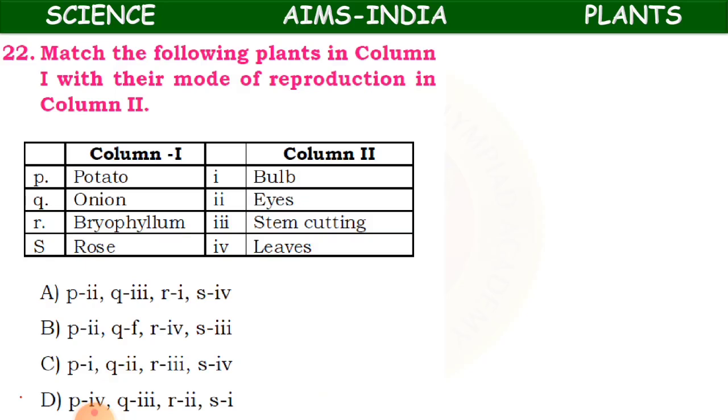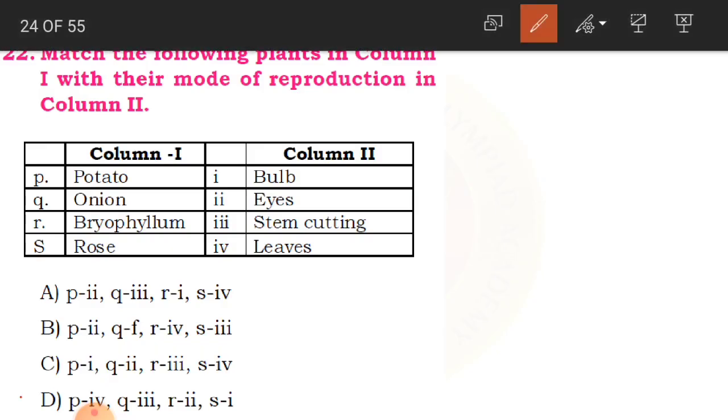Match the following plants in column 1 with their mode of reproduction in column 2. Here you have potato, onion, bryophyllum and rose in column 1, and with what mode the reproduction is made is in column 2. We'll just see. For example, children, potato. How does potato reproduce? It is with the eyes. Onion is with the bulb. Bryophyllum, just now we learnt, with leaves. Rose we learnt with the stem. Okay. So now how does it happen?